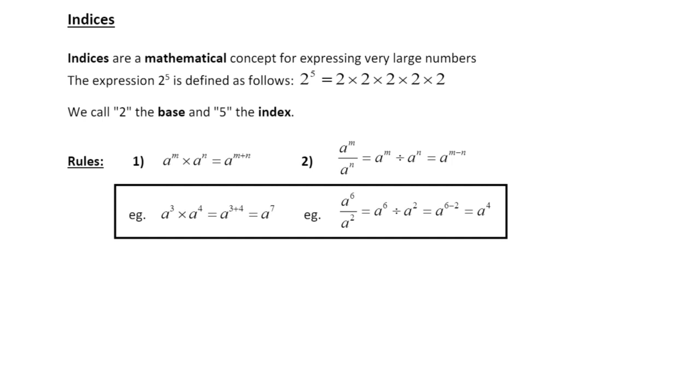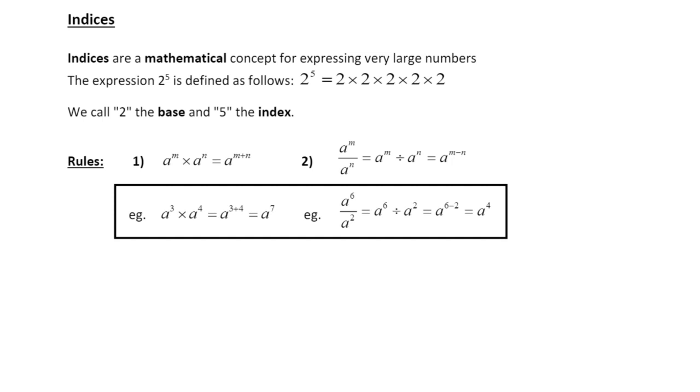So a to the power of 3 times a to the power of 4 is a to the power of 3 and the 4 added together, which is 7. Conversely, if we're dividing a to the power of 6 divided by a to the power of 2, we can write that in two ways, so it's always good to refresh that. We've got a to the power of 6 over a to the power of 2 is the same as a to the power of 6 take away 2, which gives us a to the power of 4.